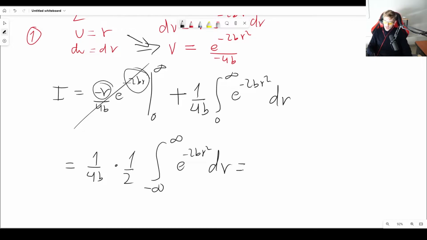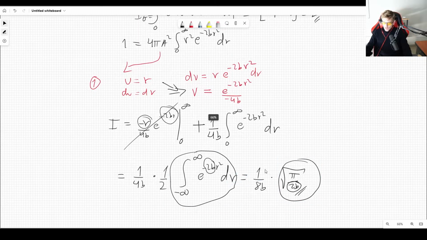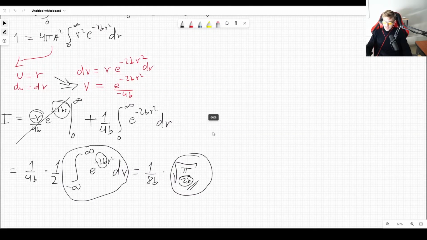And now we have a Gaussian integral. So now we have 1 over 8b, of course, times the square root of pi over 2b. Okay, I've said before, it's incredibly important that you remember that this sort of integral is square root of pi over beta, whatever is here, right? Whatever is here ends up being in the denominator. You have to learn that. It's going to come up super frequently, so you need to learn that. I cannot emphasize it enough. Okay, so this is the result from the integral with the first method.